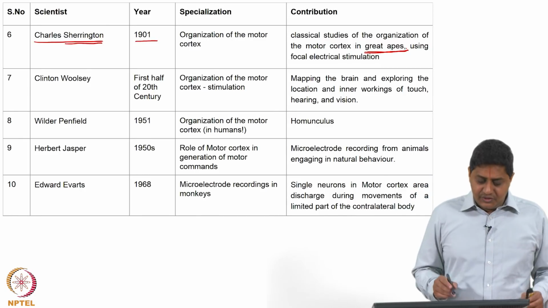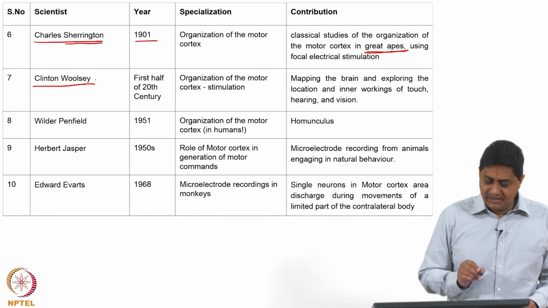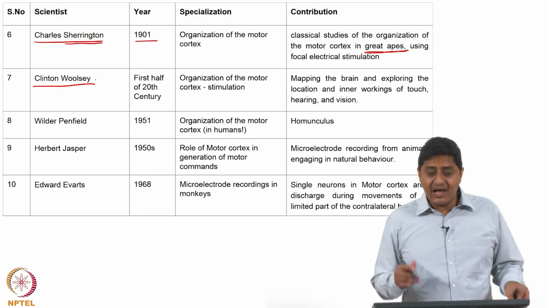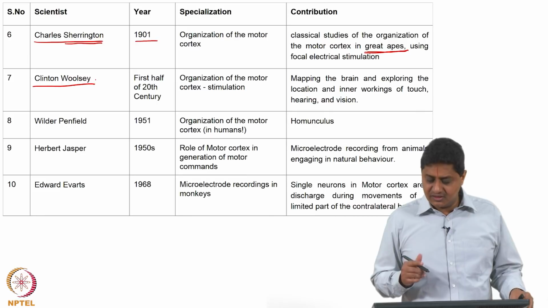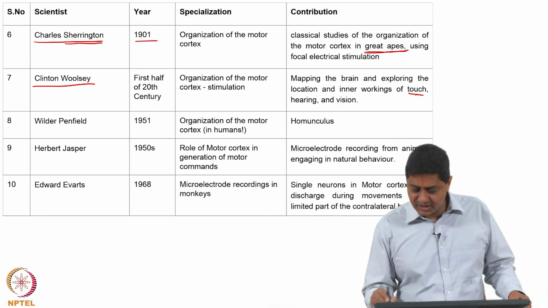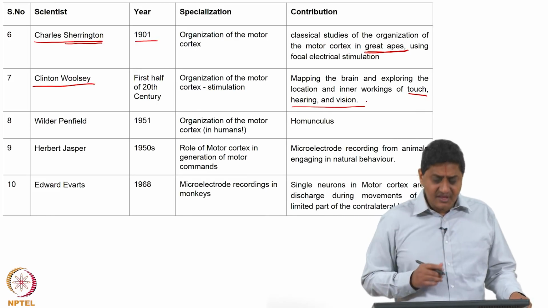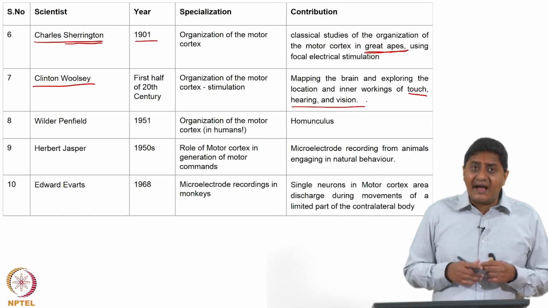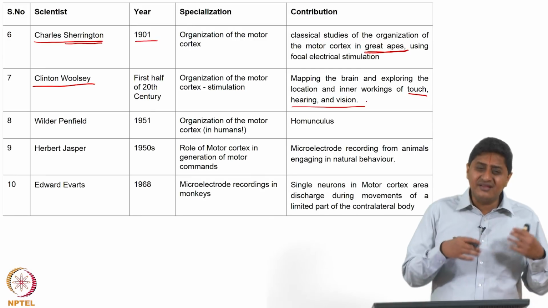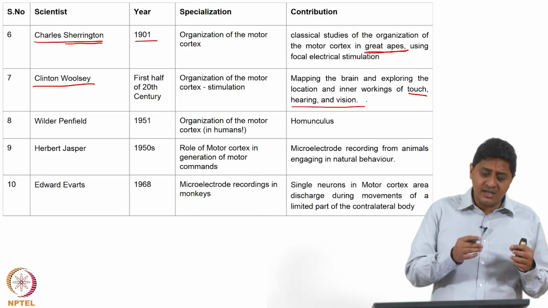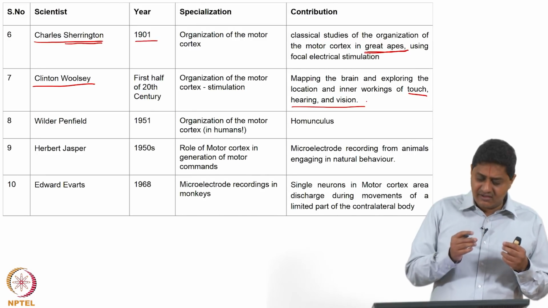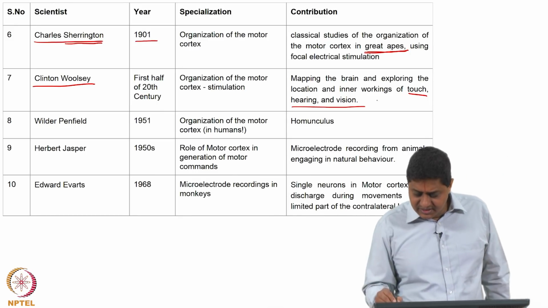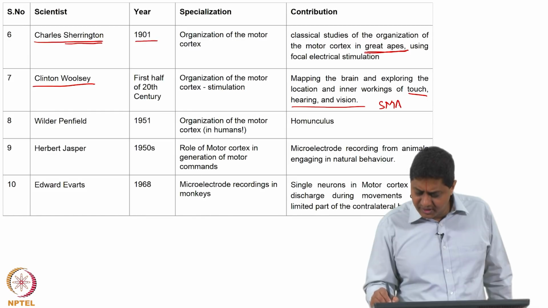And this work was continued later by Clinton Woolsey. What he did, once again, is stimulation. So, he mapped the brain and explored the working of touch, hearing, vision, among other things. What he also found was that there are areas other than the primary motor cortex, within the premotor area, a particular area which, when stimulated, also produces movements. This they called the supplementary motor area.